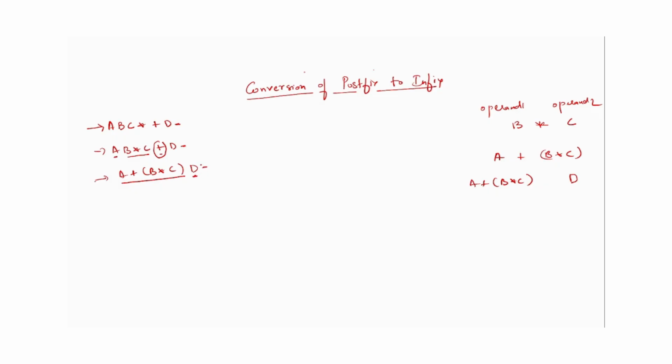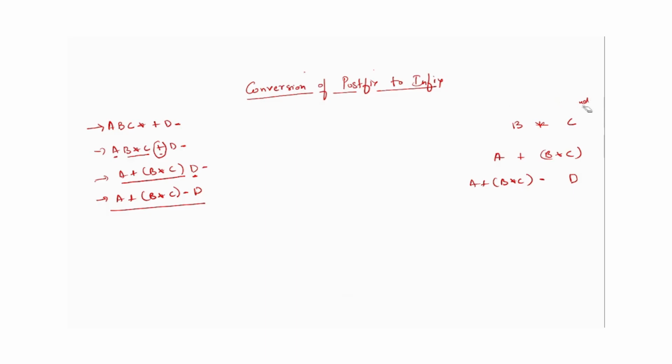The operand before the operator would be operand 2 for converting postfix to infix. So D would be operand 2 and A plus B star C would be operand 1, and then I will place minus between them. So I have A plus B star C minus D, which would be our infix expression.